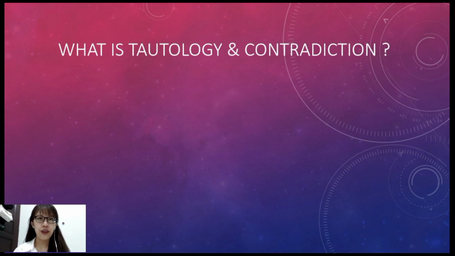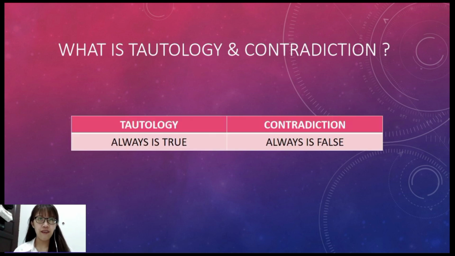What is tautology and contradiction? Tautology stands for a compound proposition that is always true. Contradiction is the opposite of tautology, which stands for a compound proposition that is always false.